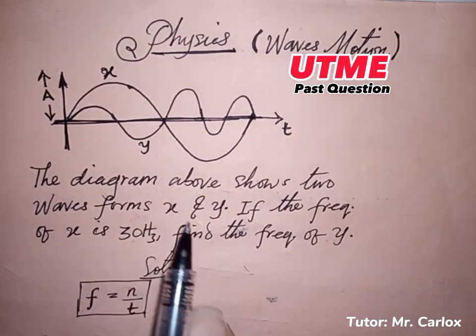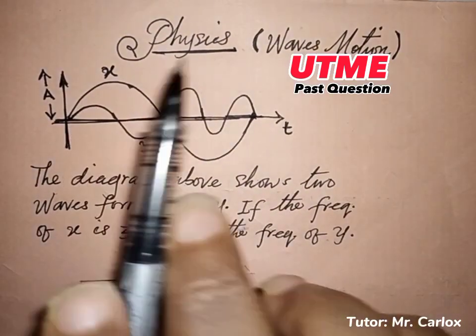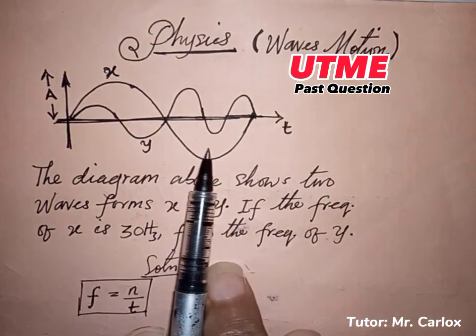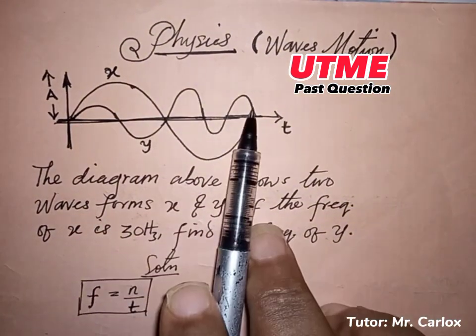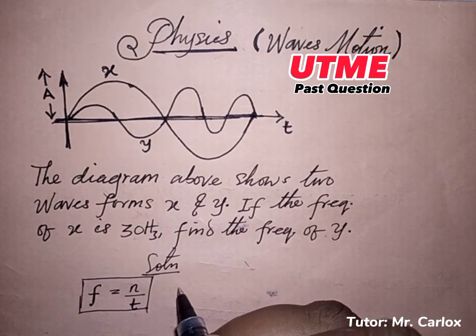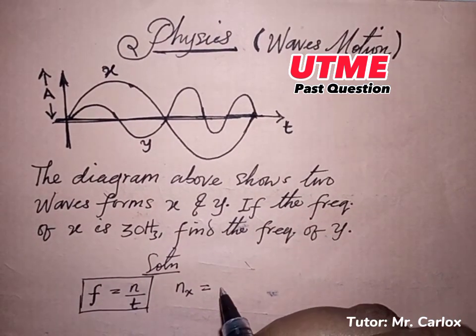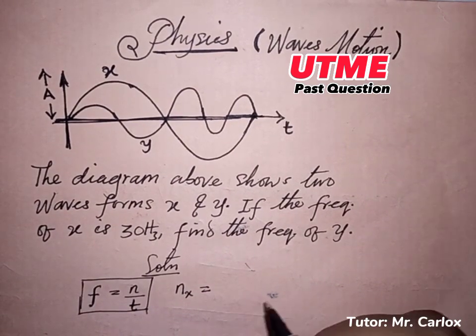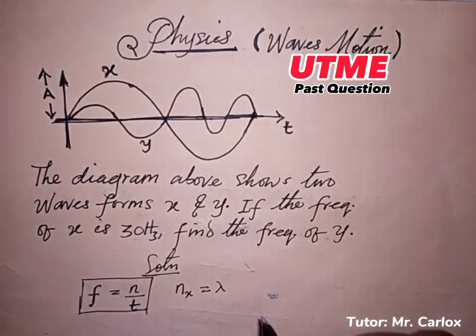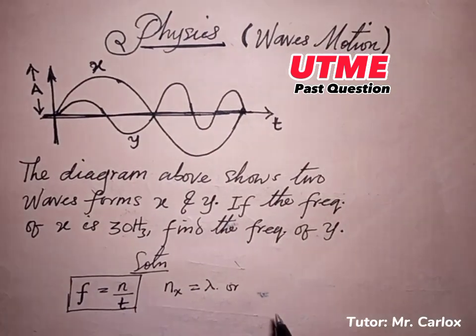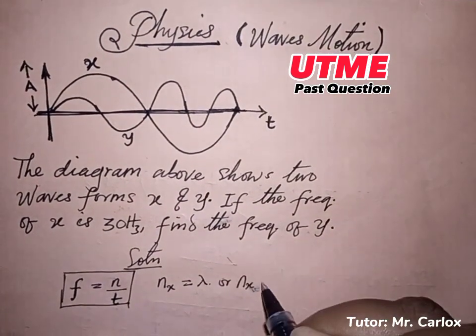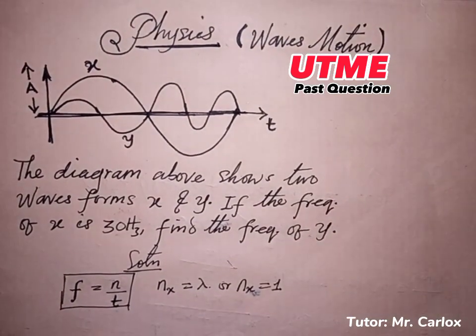Let's now look at the number of vibrations for the first one. For x, the wavelength here is 1. So we can say the number of vibrations for x is 1 wavelength. Either I write just 1 or I write wavelength, either one is okay. I'll still get the same answer anyway.